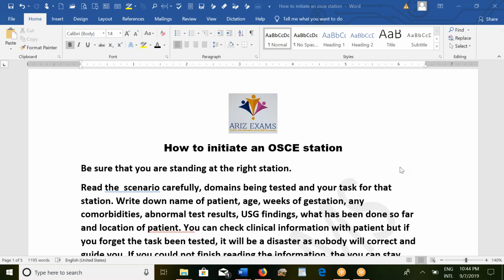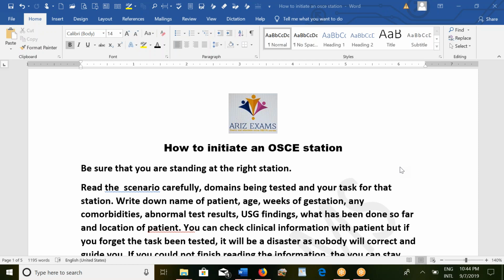Today we are going to talk about how to initiate an OSCE station. Be sure that you are standing at the right station. Read the scenario carefully, domains being tested, and your task for that station.